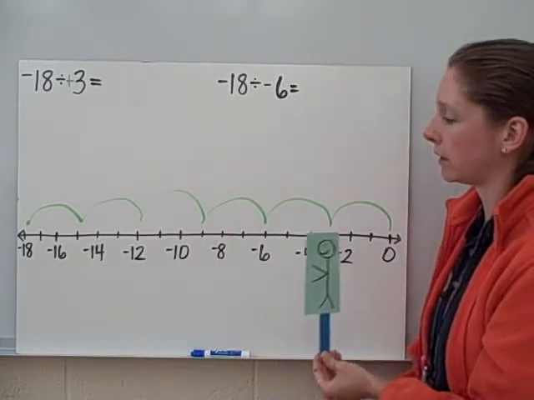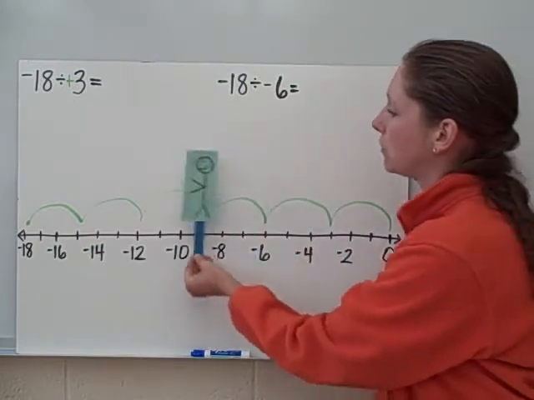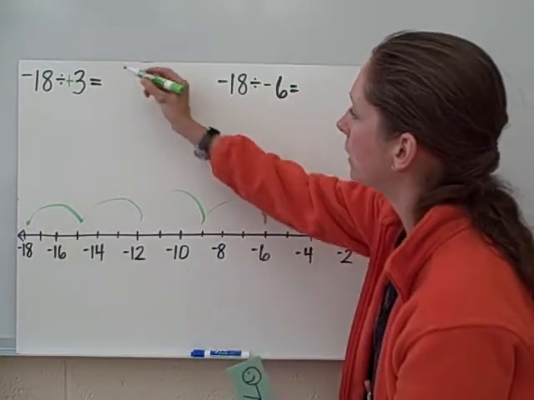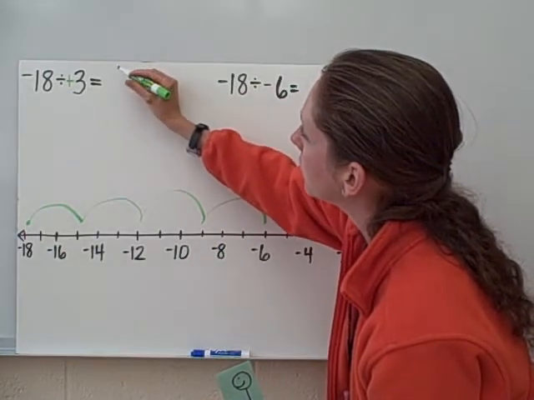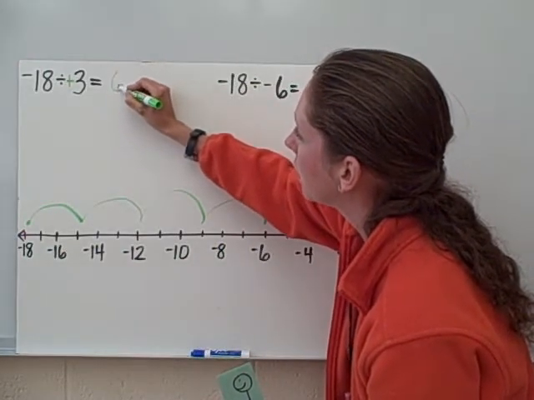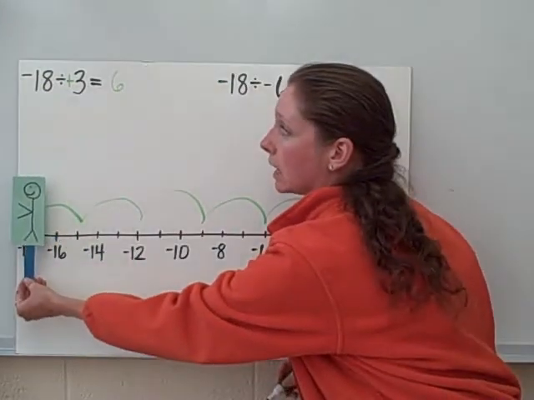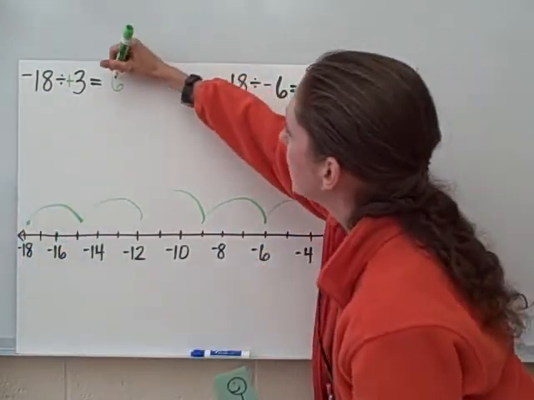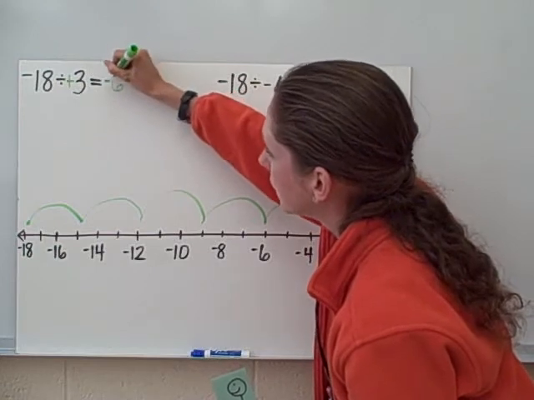So let's take a look at our final answer. I took 1, 2, 3, 4, 5, 6 steps of 3, and notice where my person is facing as well. My person is facing in the negative direction. So my final answer is negative 6.